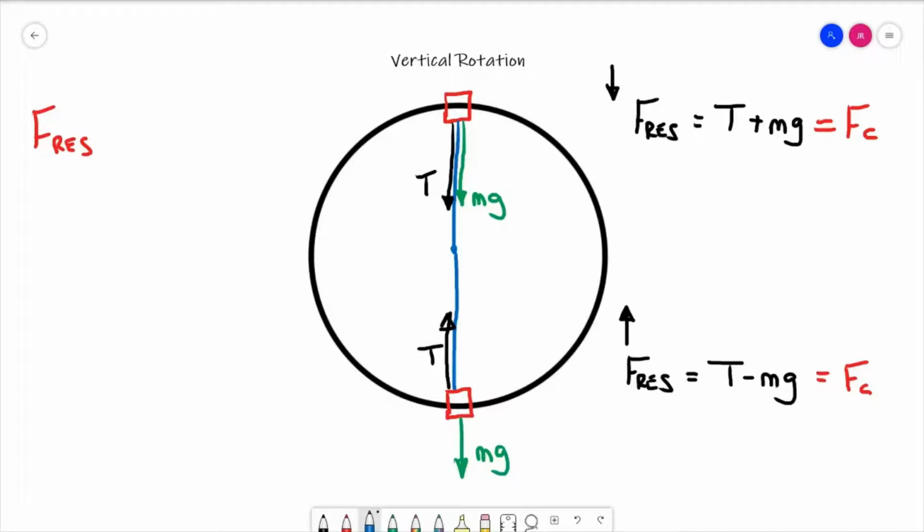of the equation. In our top equation, if we subtract weight from both sides, we see that tension is equal to centripetal force minus the weight. And when we're at the bottom, we need to add the weight to both sides of the equation. So our tension becomes our centripetal force plus our weight.